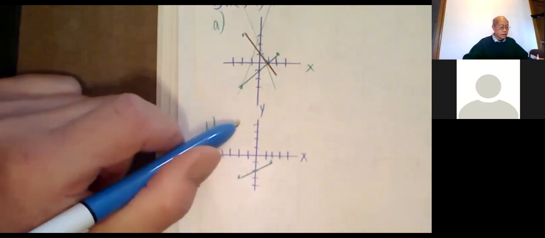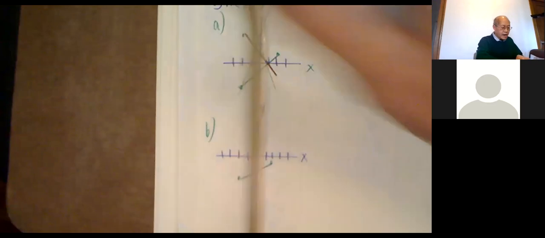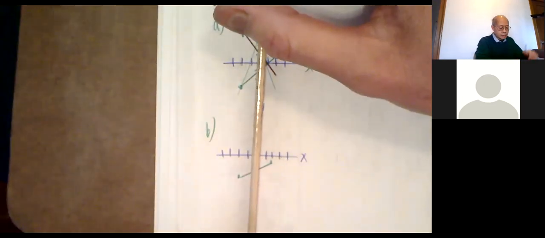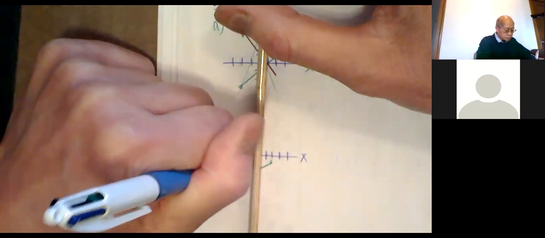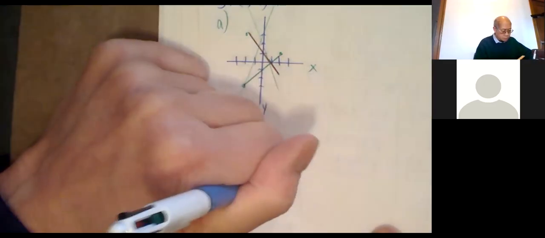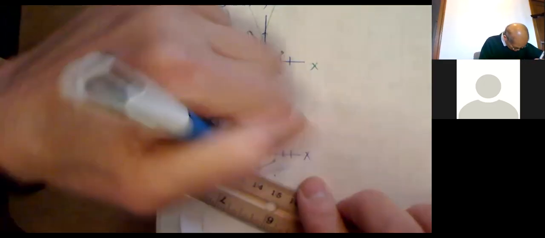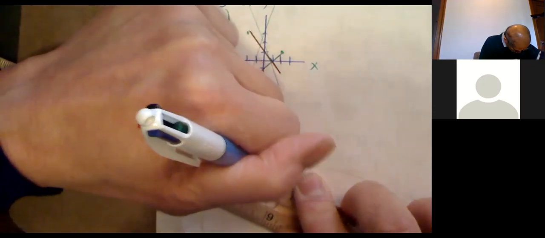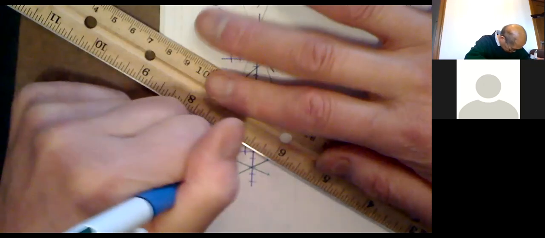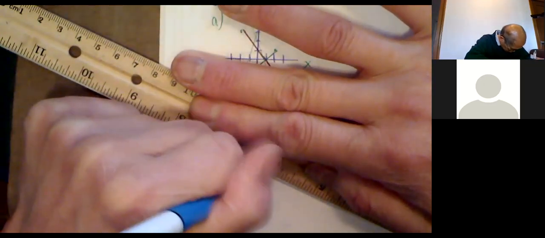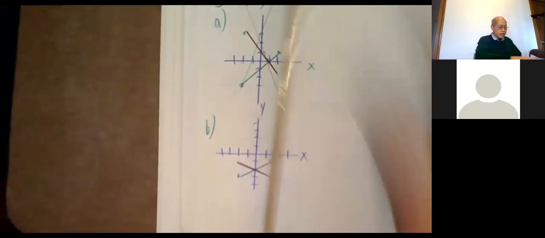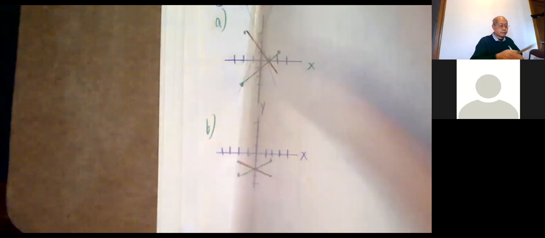Well, let me do this while I'm at it. Okay, this time says reflect about the y-axis. Reflect about the y-axis. So this point would come over here. This point would come over here. So it should be like so. And you can kind of see the reflection of one as the other.